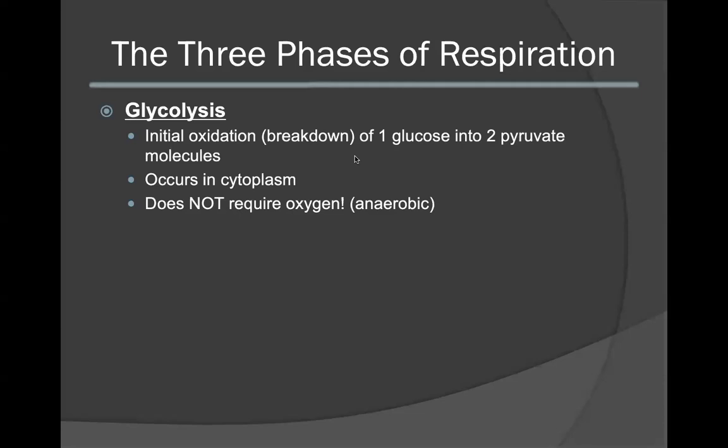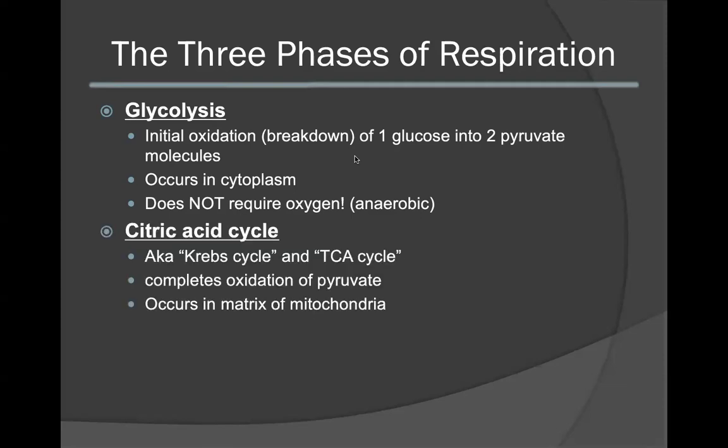There are 3 different phases of respiration. The first phase is glycolysis, where we have the initial breakdown of one glucose molecule into two 3-carbon pyruvate molecules. This occurs in the cytoplasm and does not require oxygen, so it is considered to be an anaerobic step, even though it is part of the aerobic pathway. We then have the citric acid cycle, which is also known as the Krebs cycle or TCA cycle. This is where we have the complete oxidation of pyruvate. So every single carbon in that pyruvate molecule is going to be stripped of its high energy electrons. This occurs in the matrix of the mitochondria.